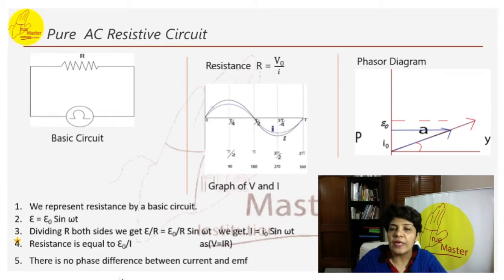There is no phase difference between current and EMF. So in the phasor diagram you can see nobody is lagging behind or ahead. They both are in the same direction and there is no phase difference. Red represents EMF and the blue line represents I, in the same direction. I is small due to resistivity but has no phase difference.